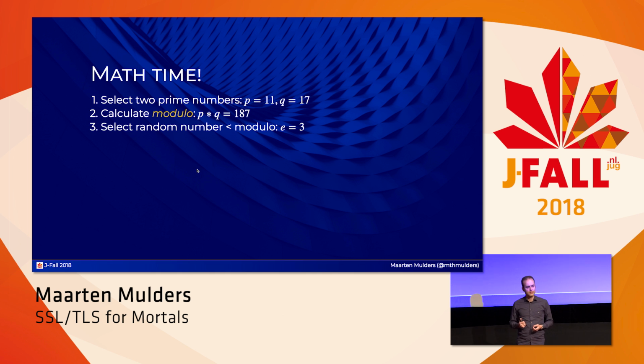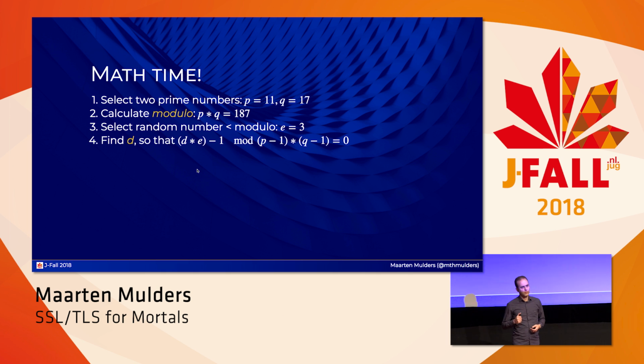Next thing we do, we select one random number, can be any number as long as it is above 0 and below the number that we have just calculated. So let's just say E is, well, the number 3. Doesn't really matter, any number would do, as long as you cannot predict it.